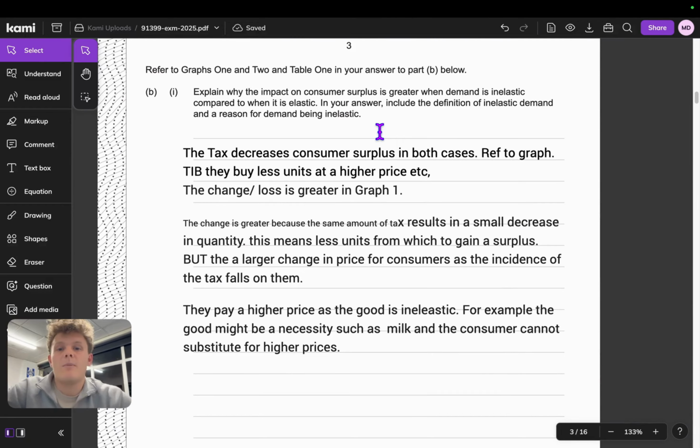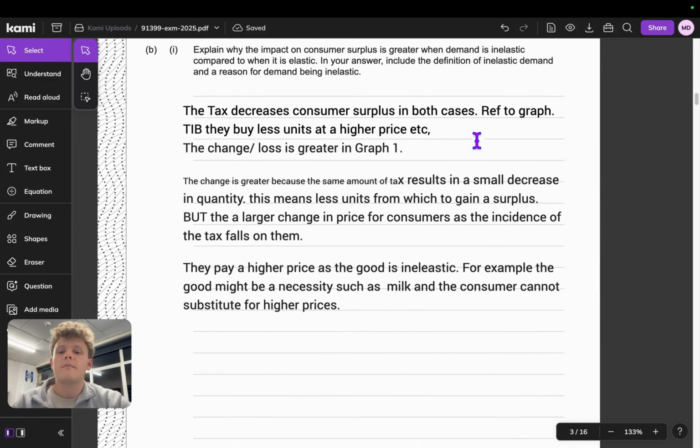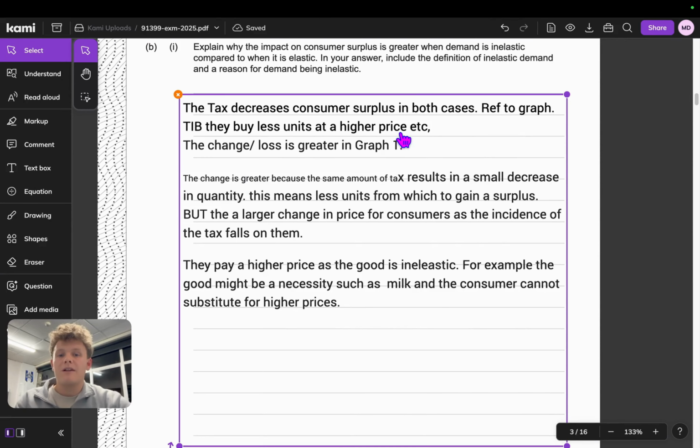And then explain the impact on consumer surplus and why it's greater when the demand is inelastic compared to when it's elastic. Include a definition of inelastic demand and a reason for demand being inelastic. So the tax decreases consumer surplus in both cases. Referring to the graph, so you might use the actual values that we've established up here. So it's decreased it by this amount and this amount. This is because they buy fewer units at a higher price. So they've decreased the surplus per unit and they've decreased the units from which to gain a surplus.